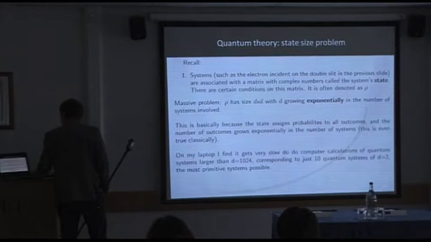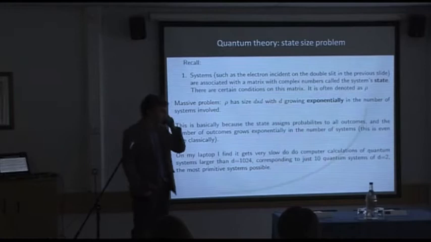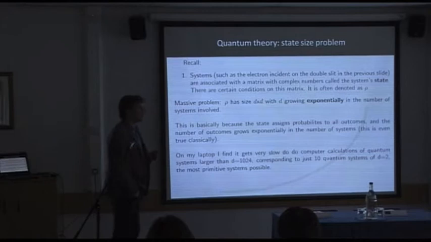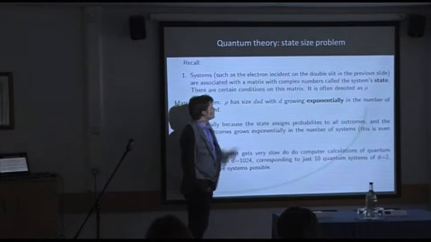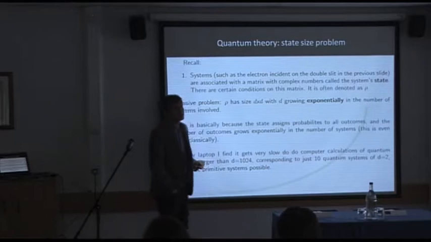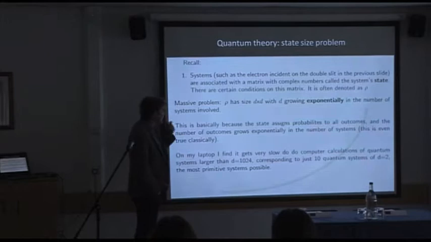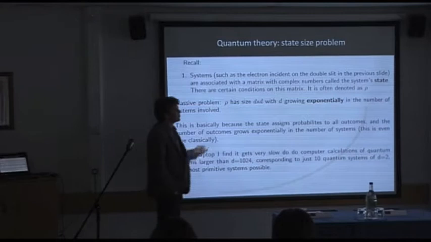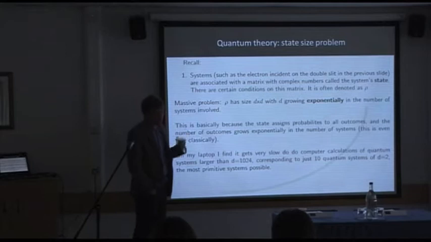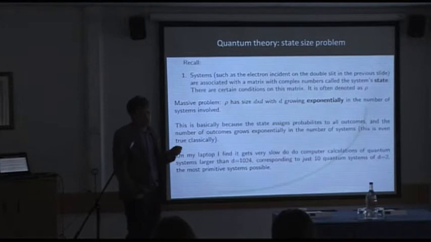Now, one crucial thing for these video games, and you were asking questions about this too, is what you might call the state size problem. If we look again at this rule, you have a matrix, rho. Now let's say it's size d by d. Now it turns out that d grows exponentially in the number of systems involved. And I think you can actually make a rigorous argument that it has to be like this because the quantum state assigns probabilities to all outcomes. And the number of outcomes actually grows exponentially in the number of systems. So this is even true classically. So I would say this exponential scaling has to be there because quantum states are more like probability distributions. They give probabilities for all possible outcomes.